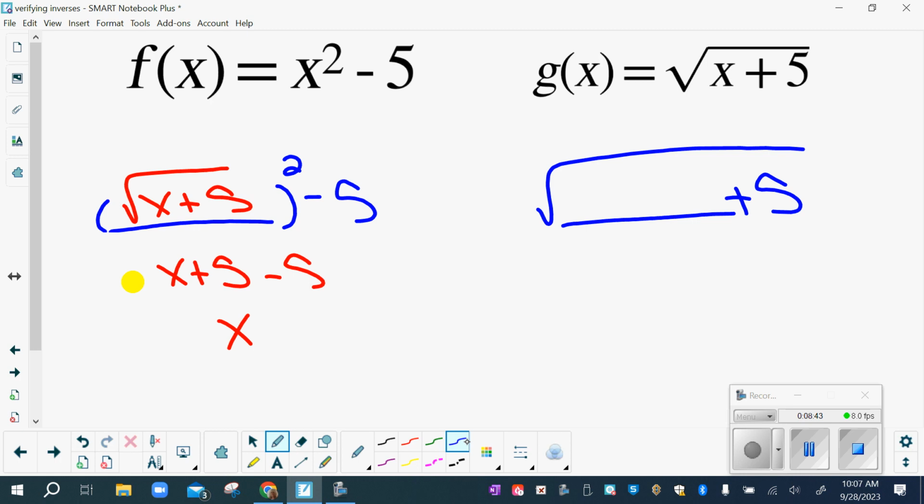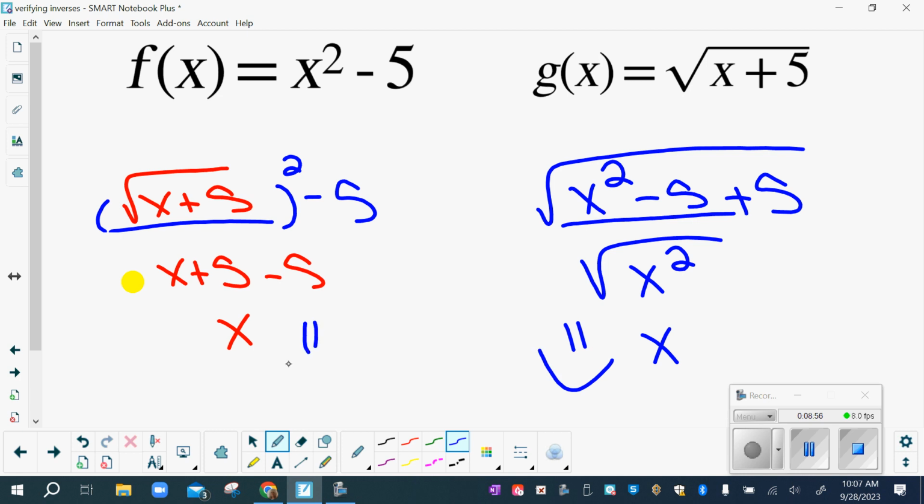But this time I'm plugging in x squared minus 5. Well, look what happens. The 5s go away. So I'm down to x squared. And the x squared and the square root cancel. There I am. Oh, don't forget my happy faces. I'm good to go.